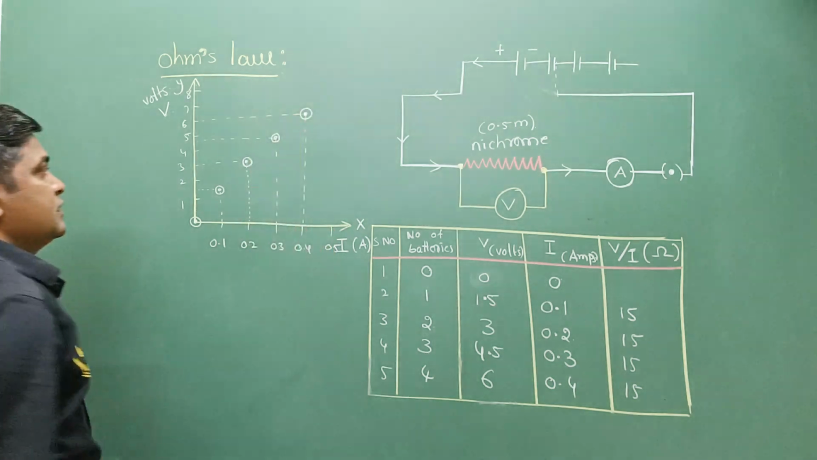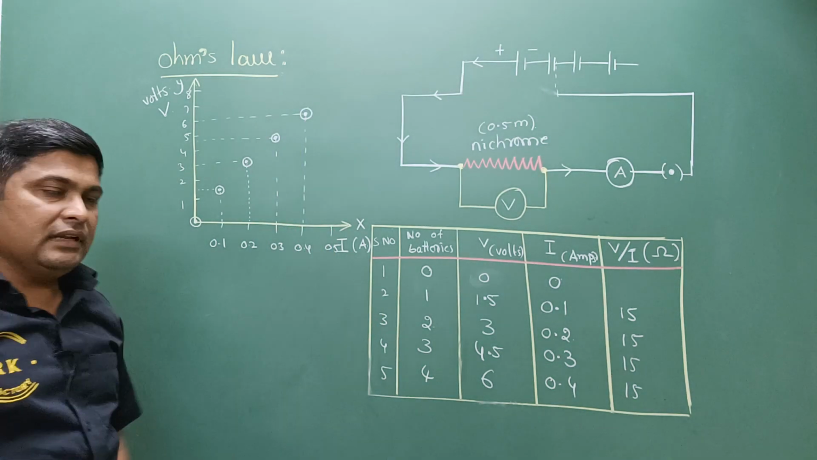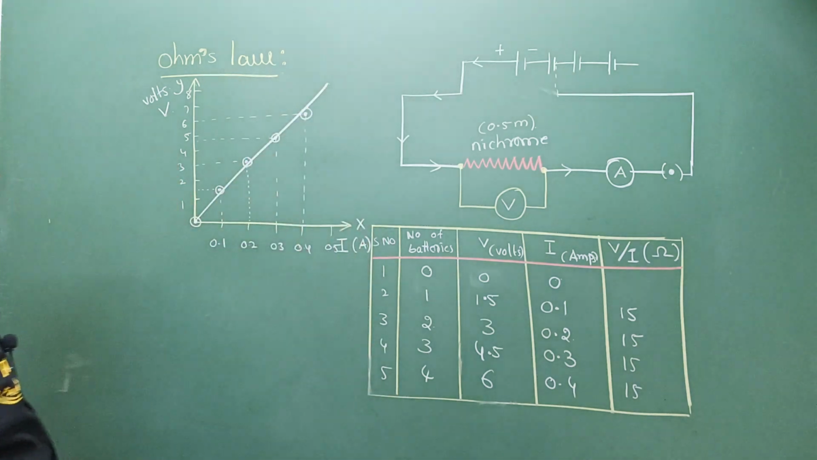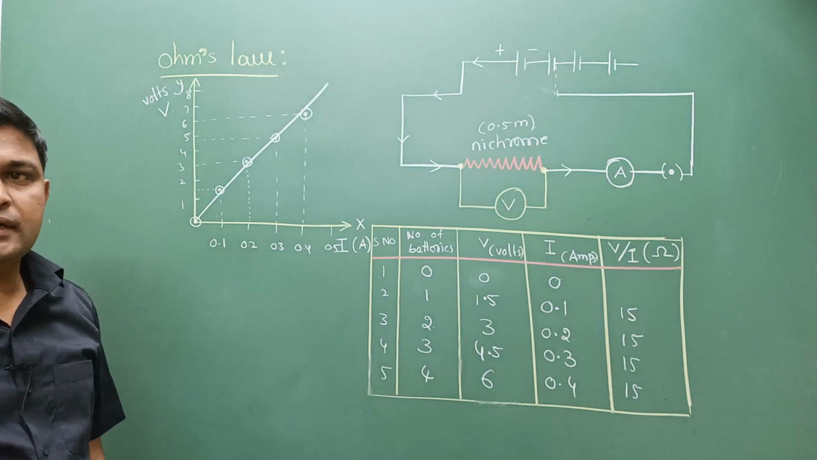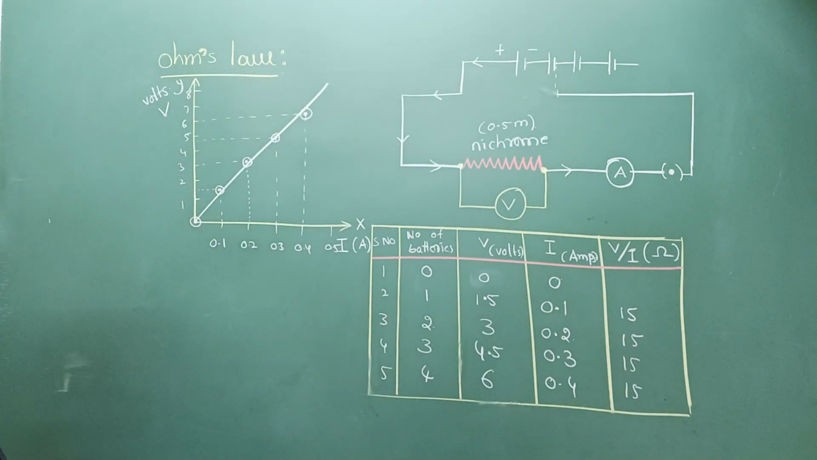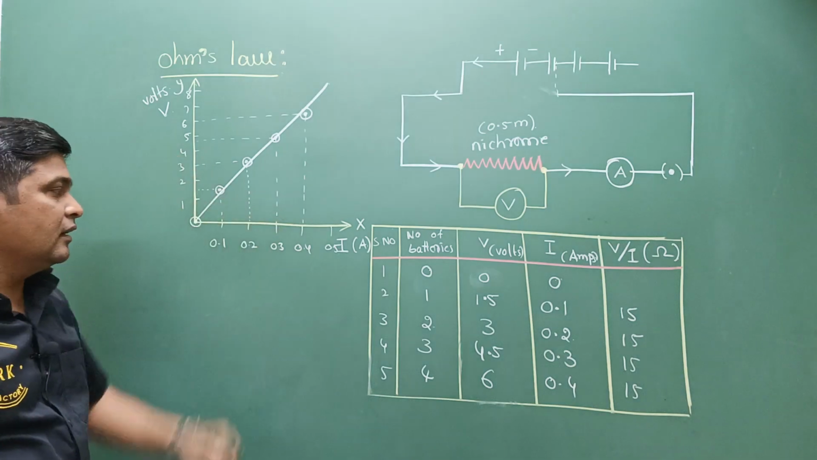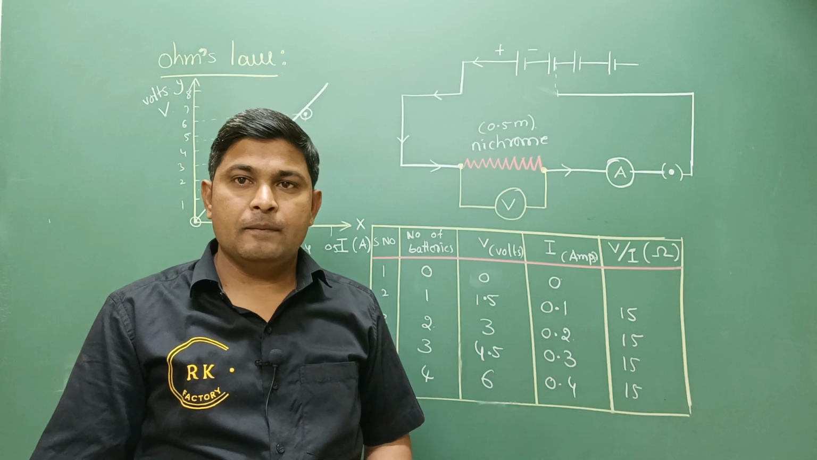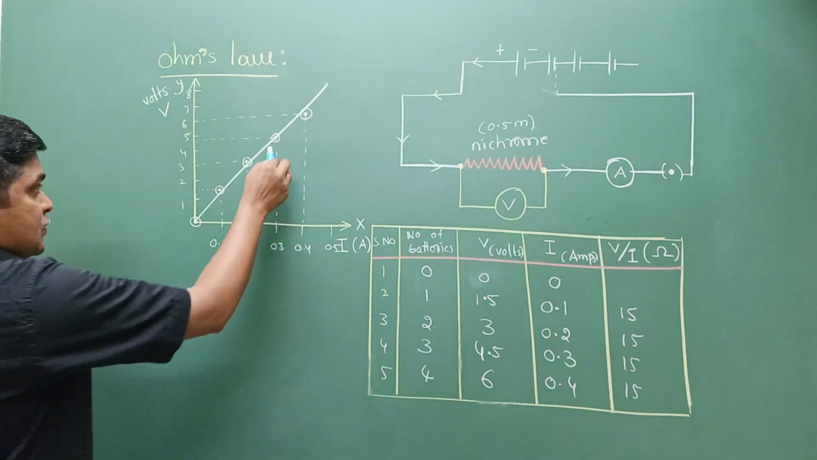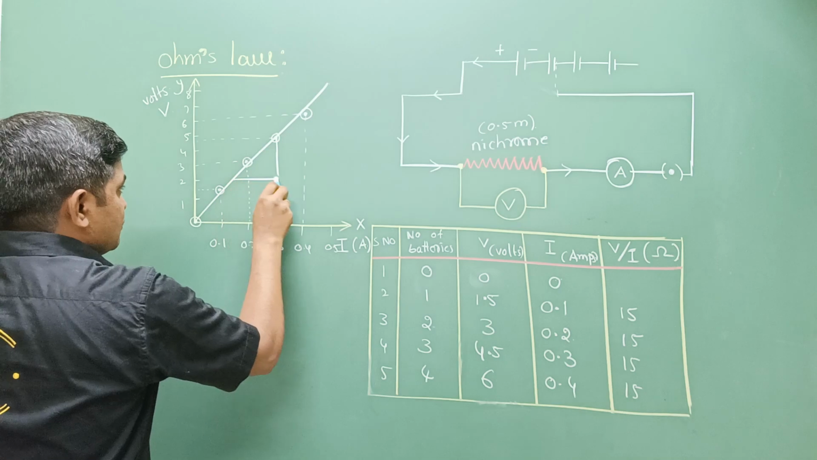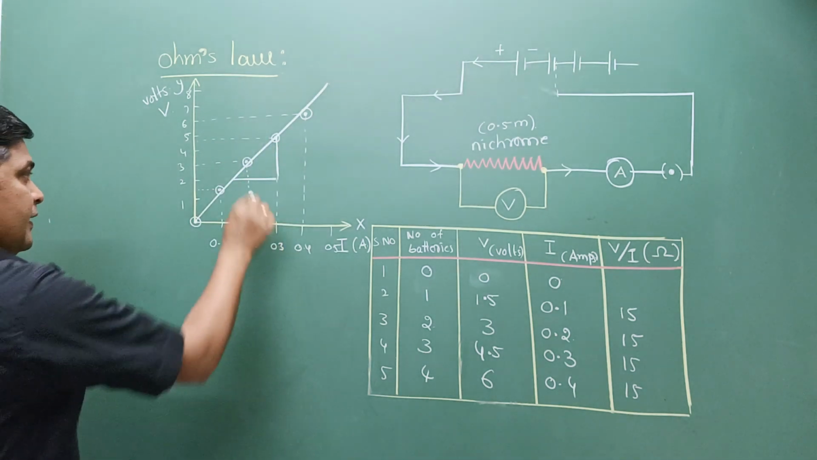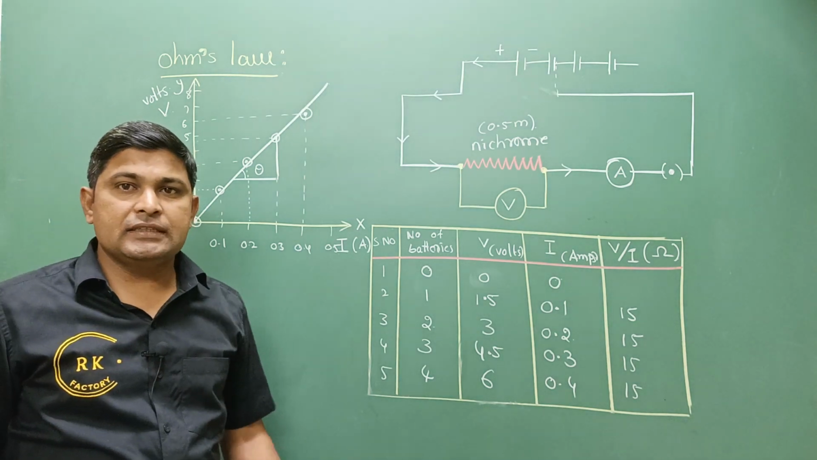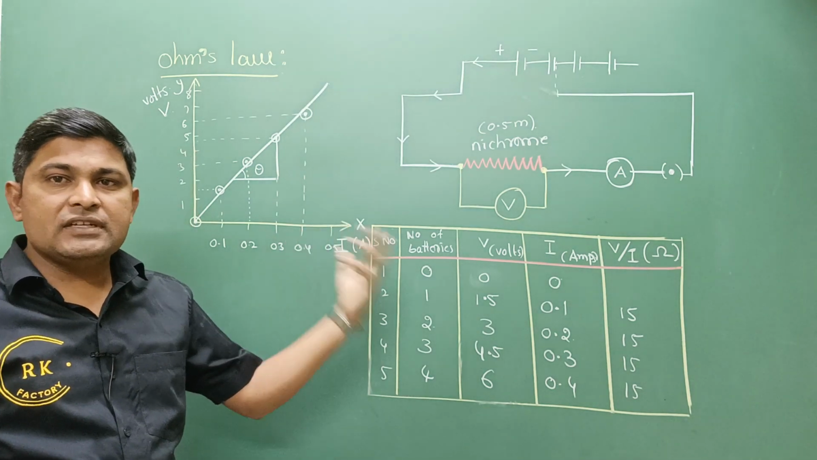Whatever values I get from the table, if I draw the graph, I am going to get almost a straight line. So this straight line shows the relation between potential difference and current. You can see that it is a straight line and the slope is a constant. That's why it is representing direct proportionality, the relation between potential difference and current.